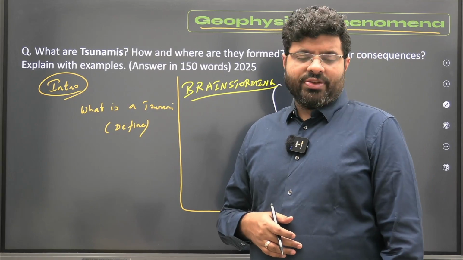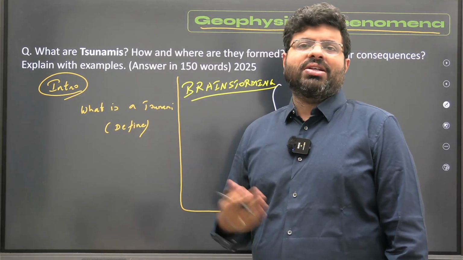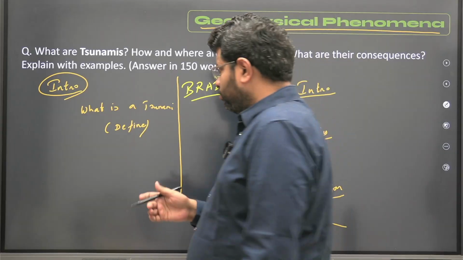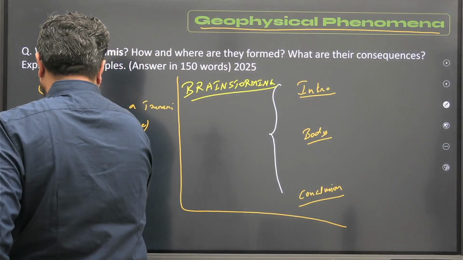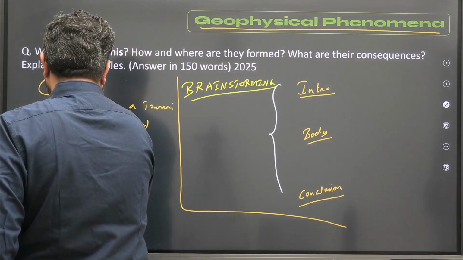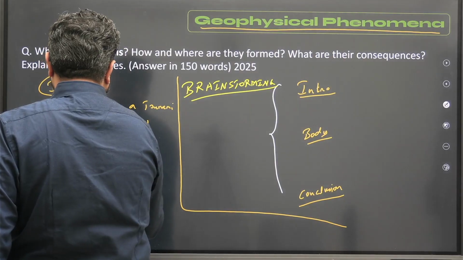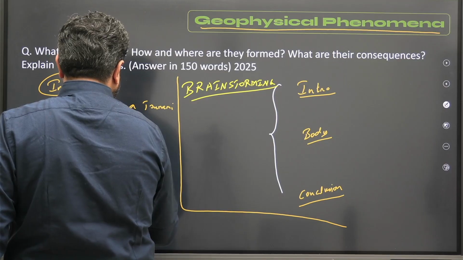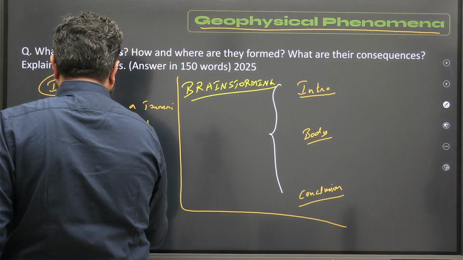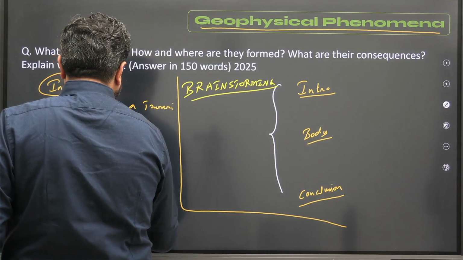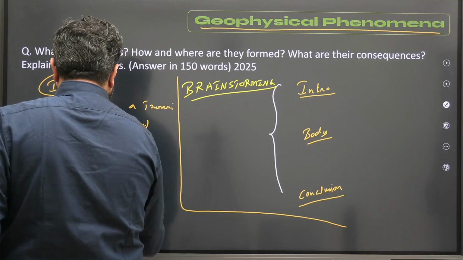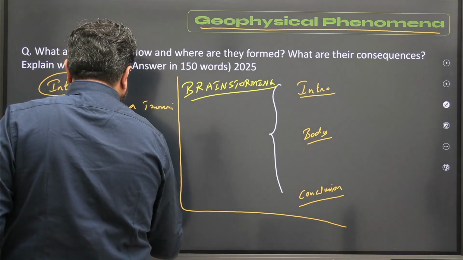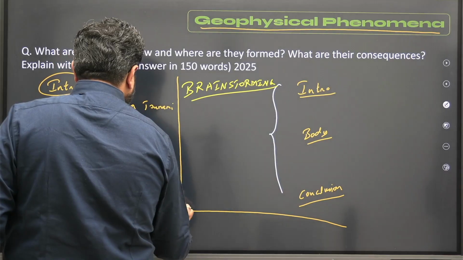Large ocean waves generated by displacement of oceanic water. What is a tsunami? Large oceanic waves generated by sudden displacement of oceanic water. That sudden displacement is the trigger.